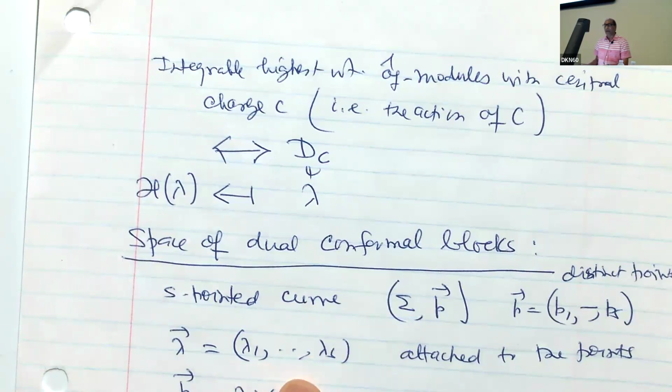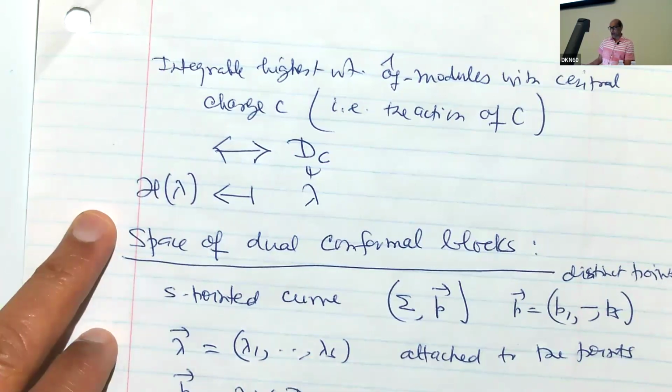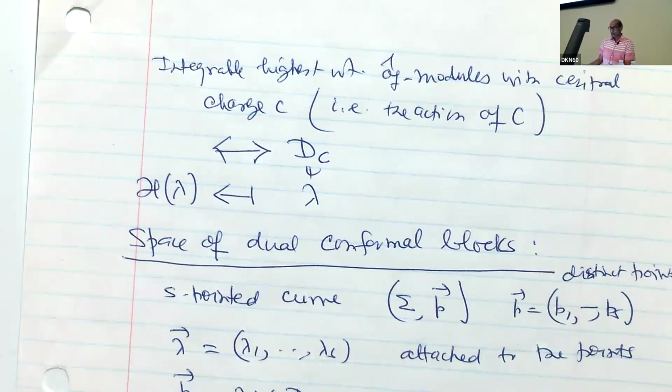And these lambda i are attached to P_i. So they are exactly S many, not necessarily distinct, ordered highest weights for these integrable highest weight modules. And you think of this lambda i as attached to the point P_i. And now we define H vector lambda as the tensor product of these H lambda i: H lambda 1 tensor H lambda 2, and so on, H lambda S.